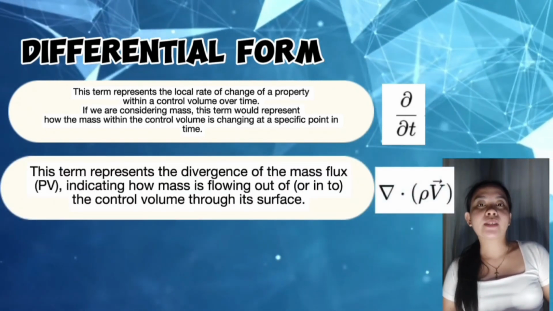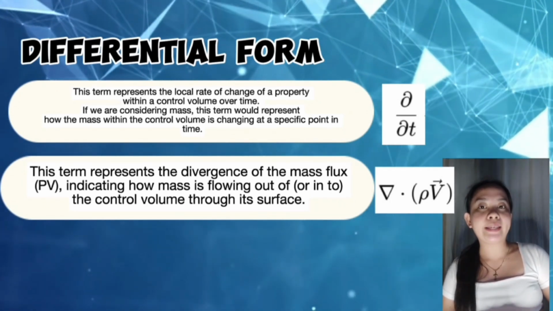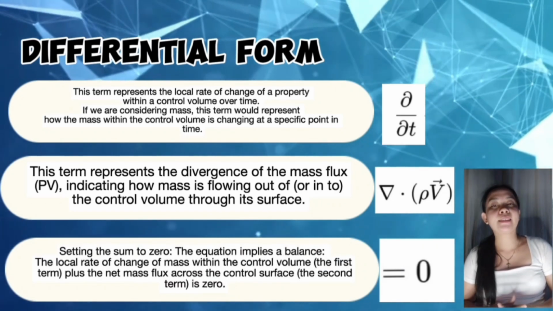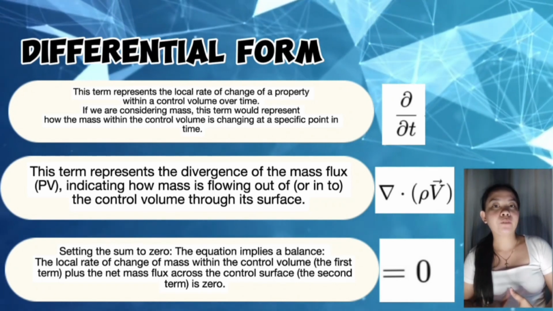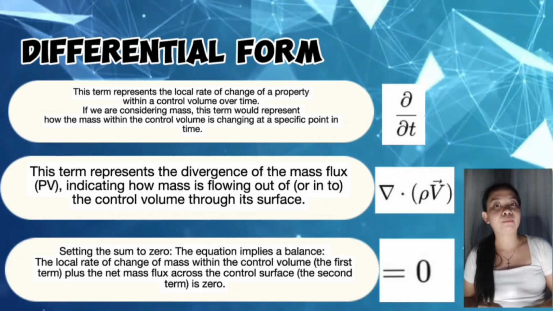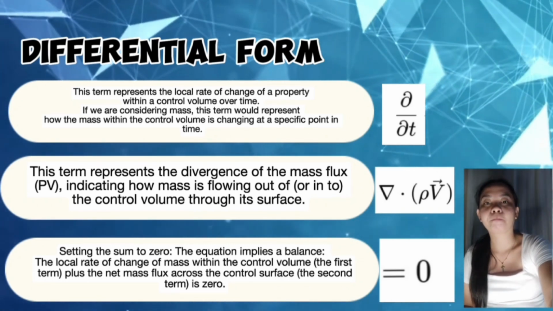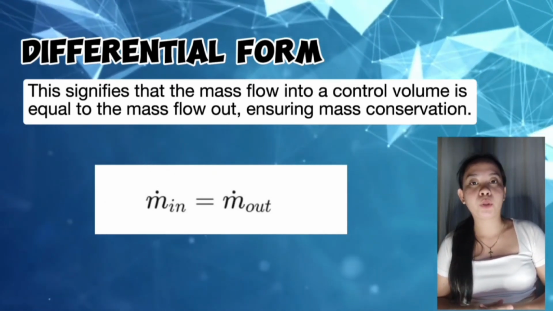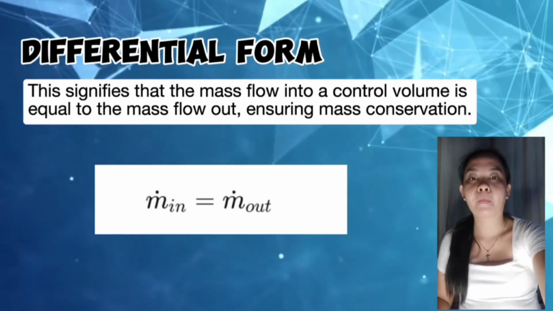Next, this term represents the divergence of the mass flux, indicating how mass is flowing out or in the control volume through its surface. Last, setting the sum to 0, the equation implies a balance. The local rate of change of mass within the control volume, the first term, equals the net mass flux across the control volume surface, the second term, which is 0. This signifies that the mass flow into the control volume is equal to the mass flow out, ensuring mass conservation.